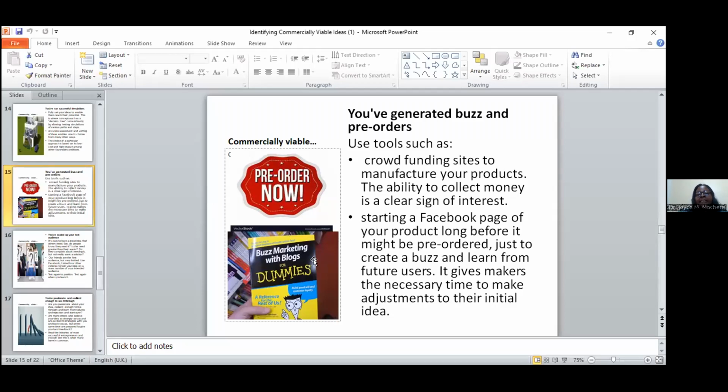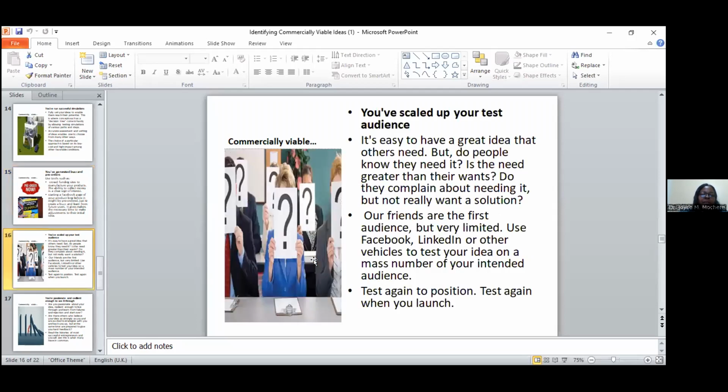And then, does your idea make people talk about it? So you can start a Facebook page for your product long before it is released. It might be pre-ordered just to create a buzz and learn from future users. It gives makers the necessary time to make adjustments to the initial idea. So make it known, and through that, people can get interested, and who knows, that idea becomes what everybody needs.